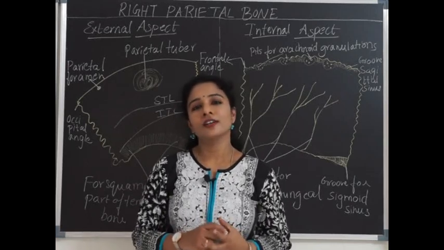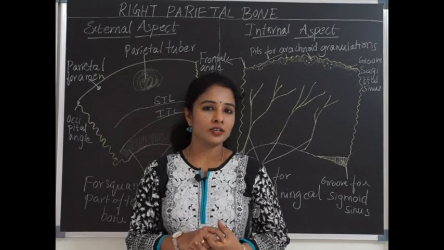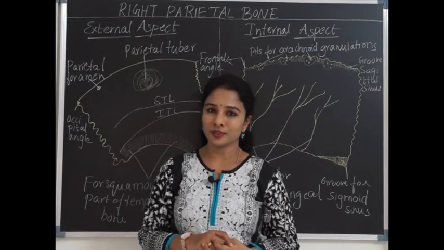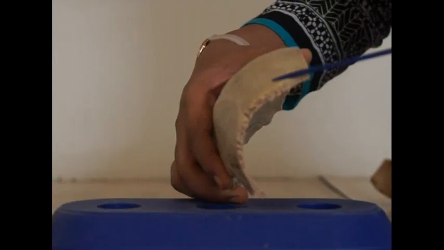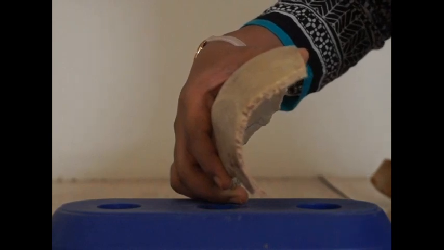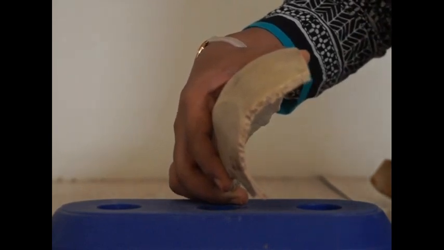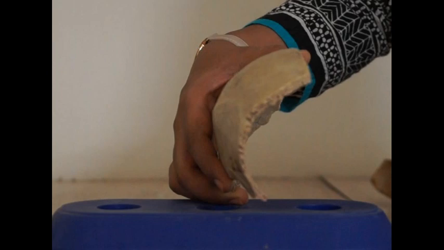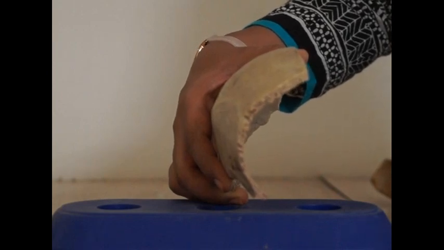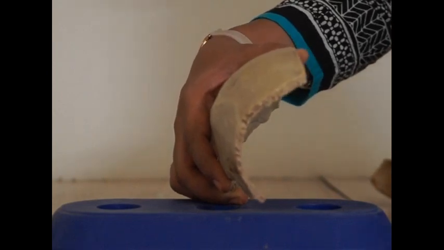Today we are going to learn about the osteology of the parietal bone. The parietal bone is a quadrilateral shaped bone and gets ossified by membranous ossification. What is important is the side determination of the parietal bone.